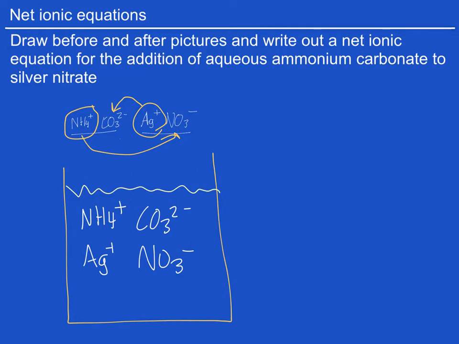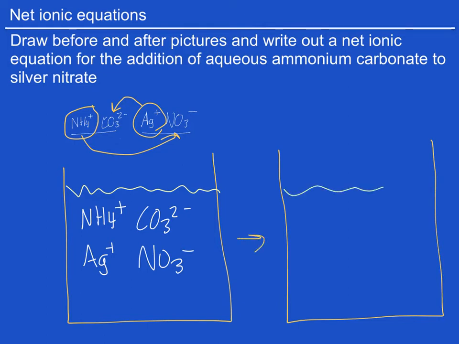Okay, so if we now look at what the beaker is going to look like after the reaction occurs, first thing is we realize that since nitrate is always soluble, it's not going to form anything, so it's just going to stay as nitrate, and the same thing for ammonium always being soluble. So we're still going to have NH4+ just floating around, and we're going to have NO3- also just floating around and not changing.